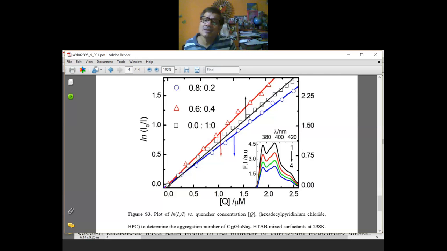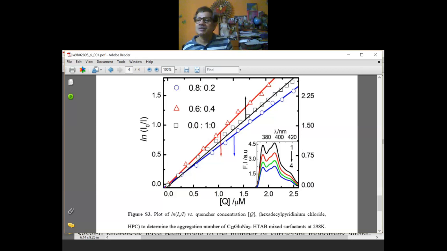So you can simply determine the micellar aggregation number. You can determine the value of V, the volume of the core of the micelle. You know the aggregation number, so you can determine the volume of each hydrocarbon moiety.